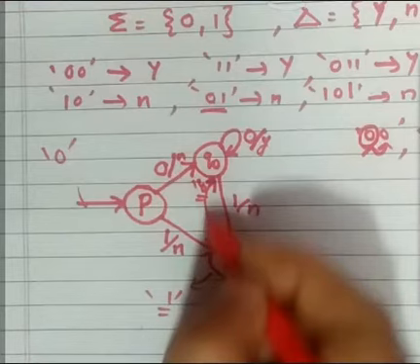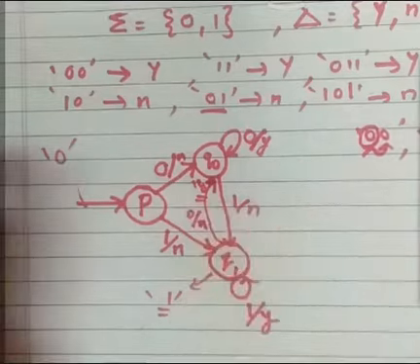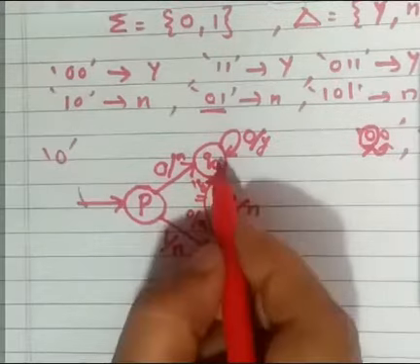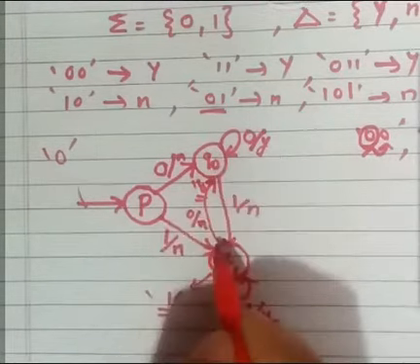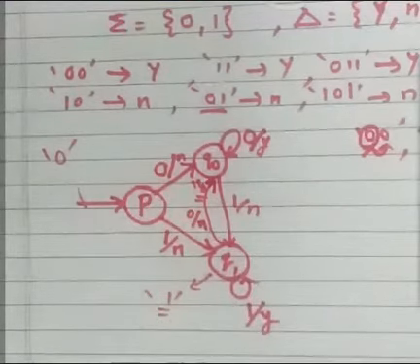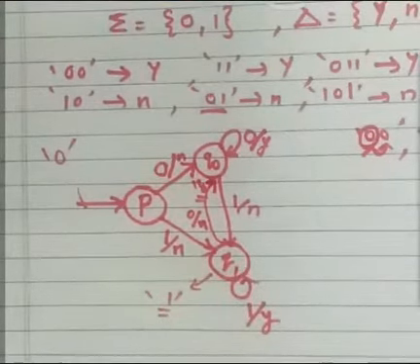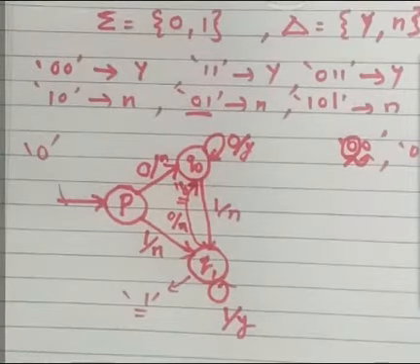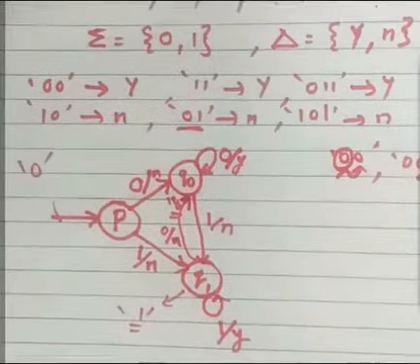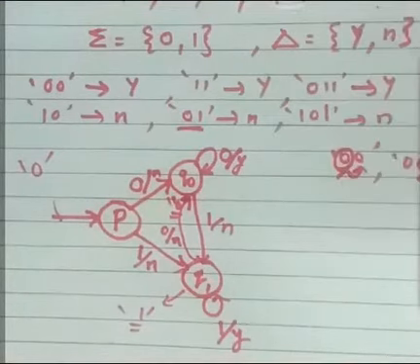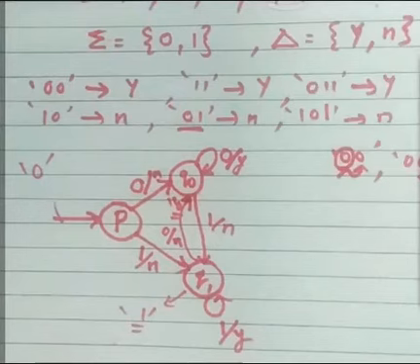Okay. So can I say now for every state, I have considered 0 and 1 transition. P on 0 moves to Q0. P on 1 moves to Q1, Q0 on 0 moves to itself, Q0 on 1 moves to Q1, Q1 on 0 moves to Q0, and Q1 on 1 moves to itself. So this is my designing of the Mealy machine, which gives me information whether a given string is acceptable or not. Is it clear?